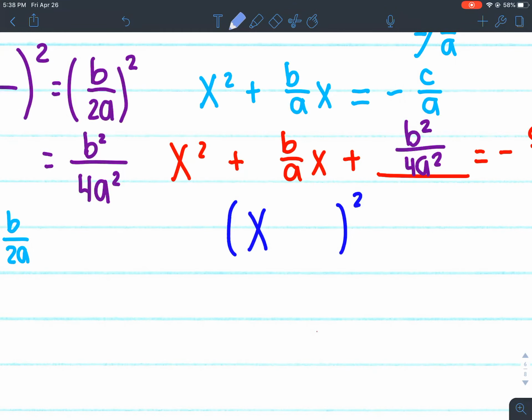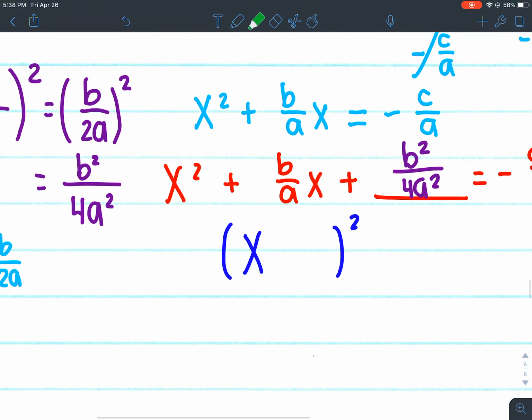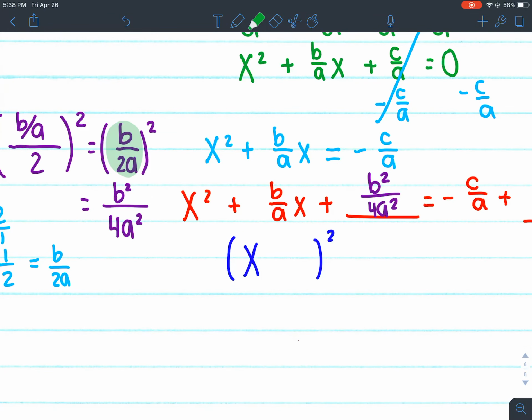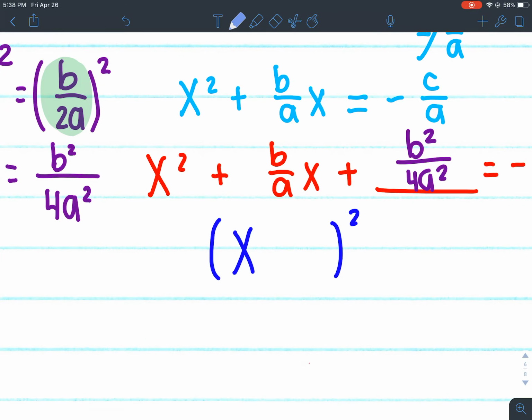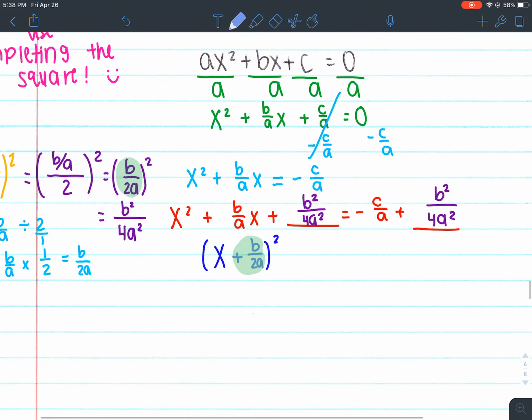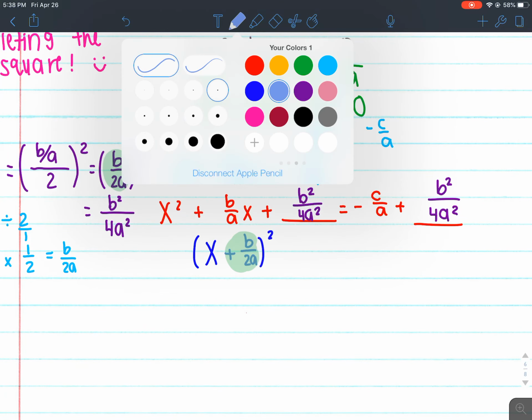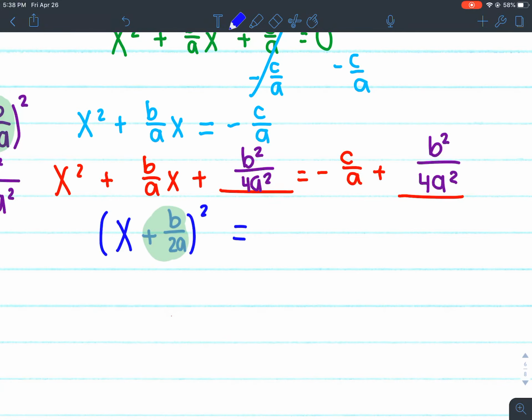Like, I don't know what to put there. Well, remember that shortcut I showed you. Whatever's in the parentheses when you were doing your b divided by 2 squared is going to go in the binomial. So you're going to have positive b over 2a in this one. So what's in green there is the same. Same process, looks way uglier than it was yesterday or the day before.